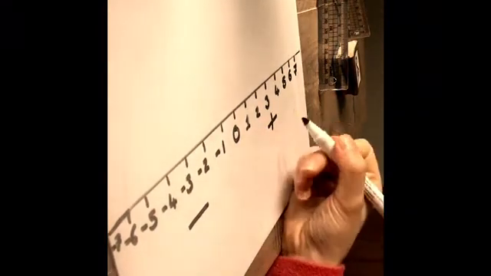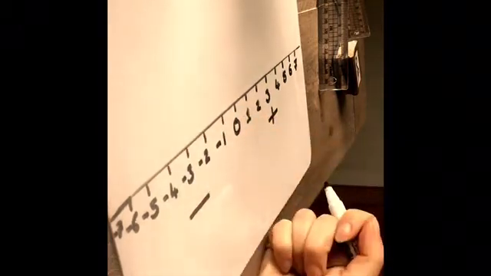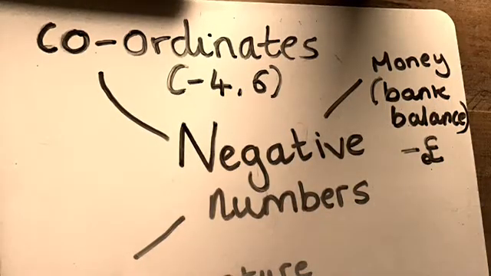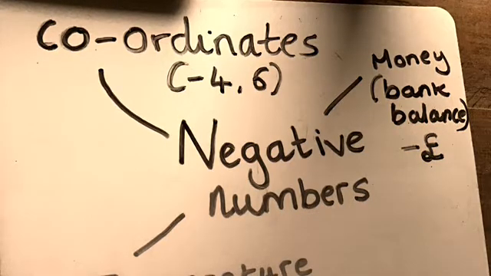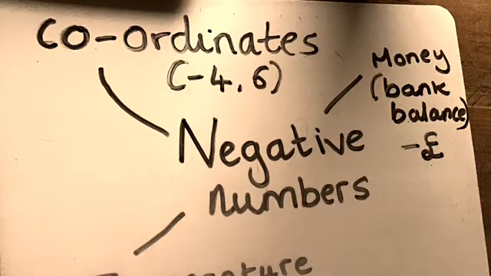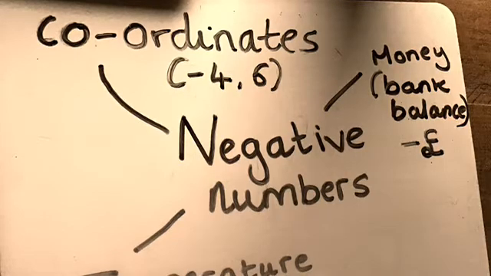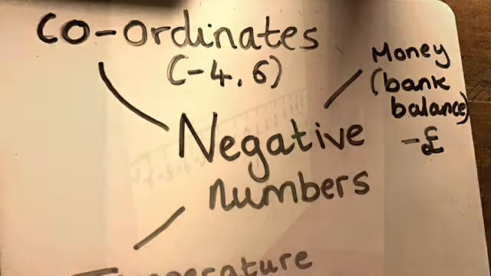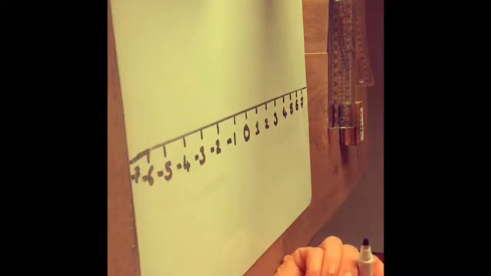Now with positive numbers, we tend not to put the positive sign right next to the number because we just know that if it's not got a negative sign, then it's a positive number. There are two other times that you can use negative numbers that you might be familiar with. One of them is coordinates. So when you are locating a position on a map, the coordinates could have negative numbers. And also money. When you owe money to the bank or to a person, you could be in a negative balance.